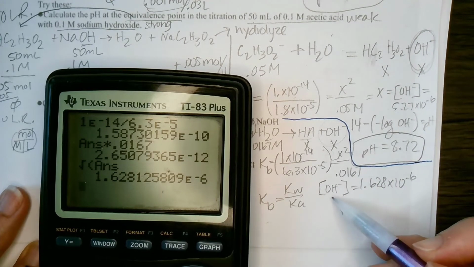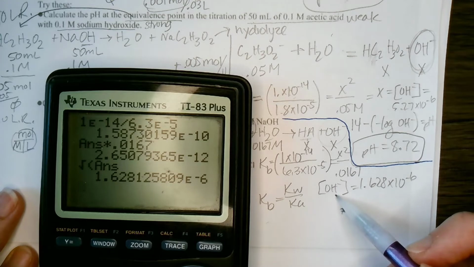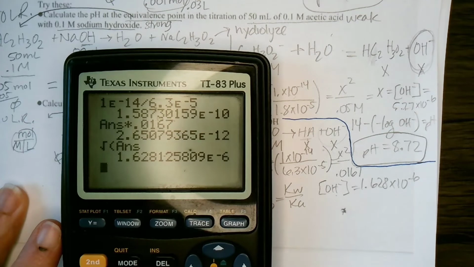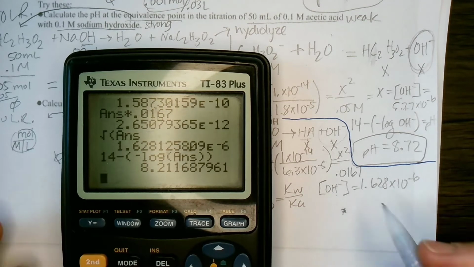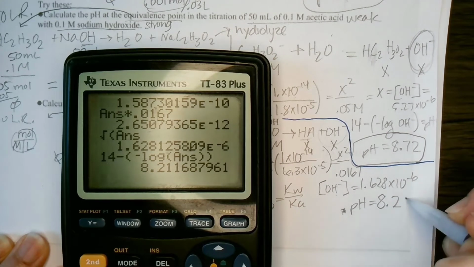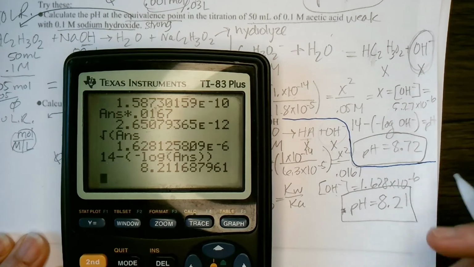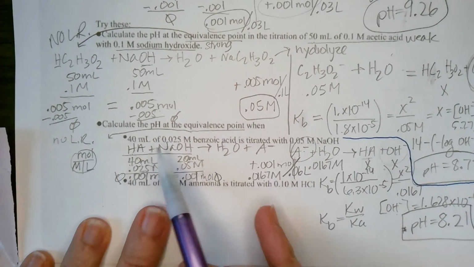So to find my pH from here, if I do the negative log of this, I get the pOH. 14 minus the pOH will give me the pH. So let's just type it in: 14 minus the negative log of my answer. I get a pH of 8.21 units.